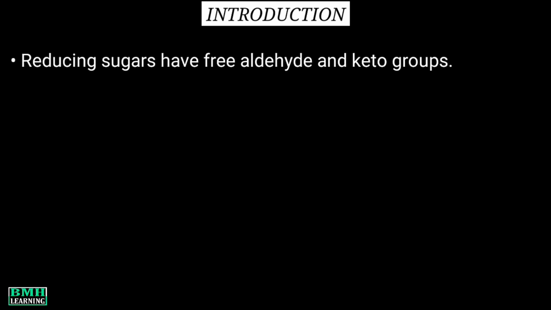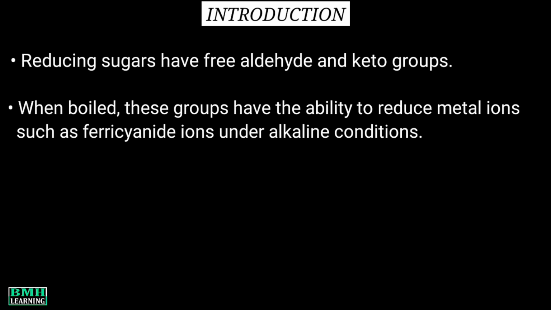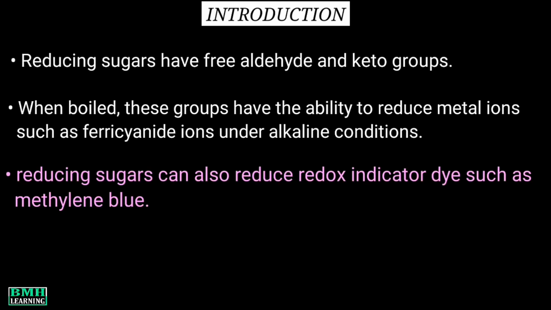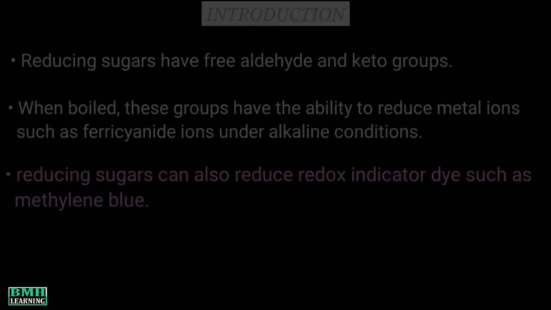In this video, we are going to discuss estimation of glucose by Cole's method. Introduction. Reducing sugars have got free aldehyde and keto groups. When boiled, these groups have the ability to reduce metal ions such as ferricyanide ions under alkaline conditions. Apart from this, the reducing sugars can also reduce the redox indicator dyes such as methylene blue.